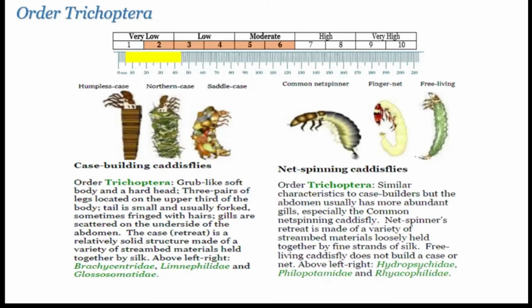However, all caddisflies have the ability to spin silk. They're closely related to butterflies and moths, so that's where that relationship comes from. And it makes them very successful in the environment. They can live in a lot of different kinds of waters. And as you can see from the scale above, they're not real big either, and their tolerance range is from very low to moderate. In general, these first three are the most sensitive groups that you'll collect in the environment.